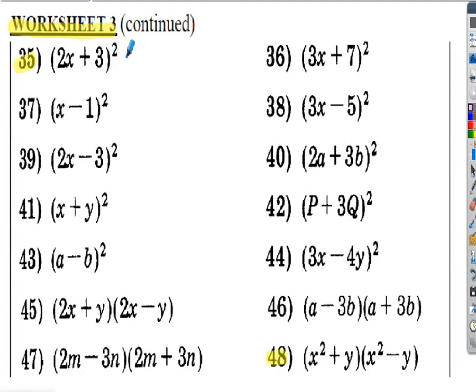So worksheet 3, final questions, 35 through to 48. In question 35, we have the square of a binomial expression, and that's the same approach required for all questions up and through question 44. In question 45 through to 48, we have the products of the sums and differences of two terms. We have two brackets, but we have different signs within the brackets. I would encourage you to start the presentation, but the answers are shown on the following slide.